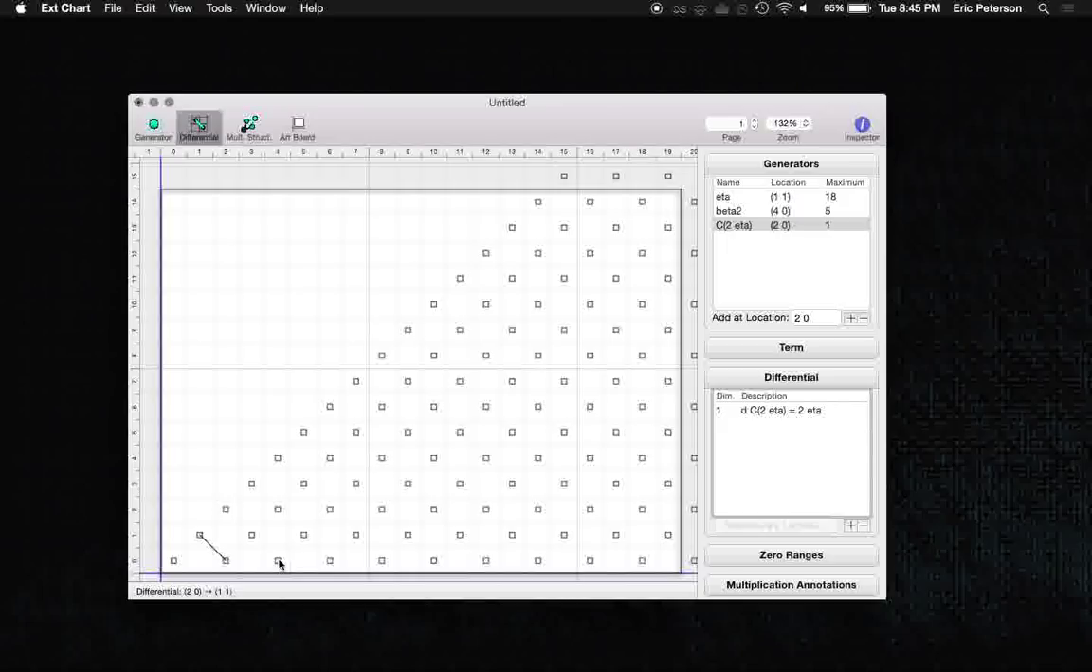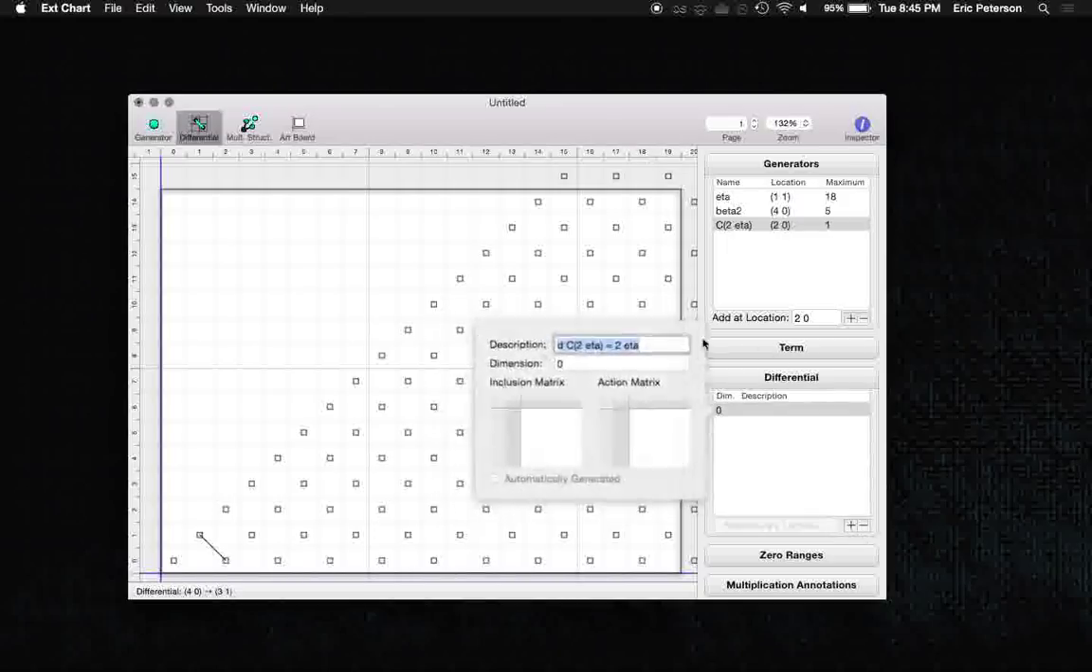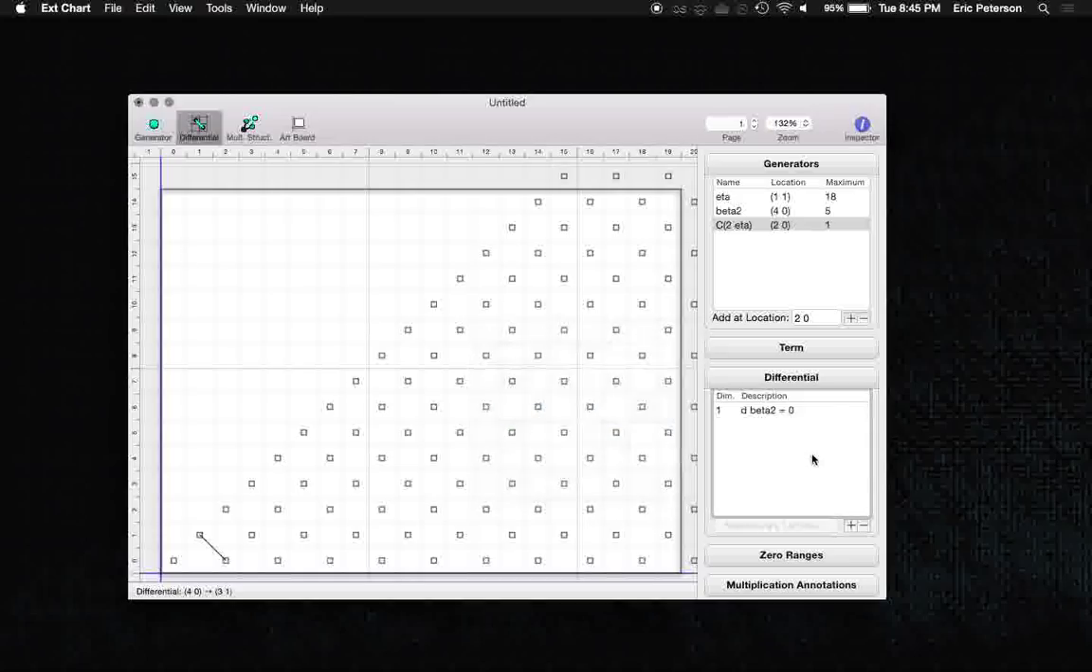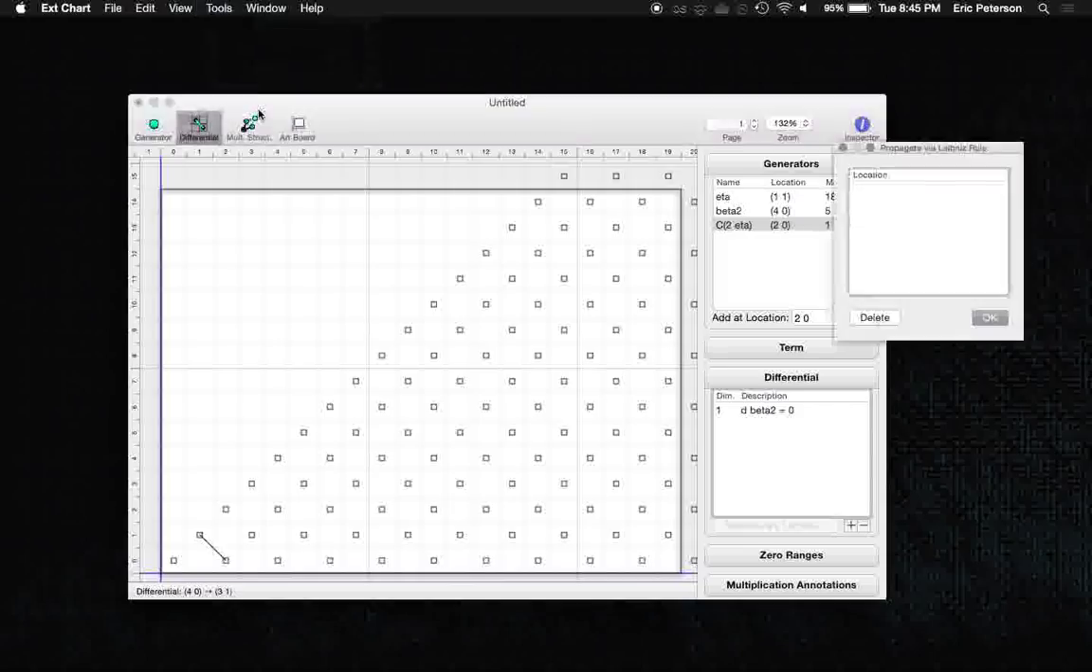I also have to inform Ext Chart that beta squared does not play the role of a coning class, and so I have to say that this relation holds. But now that Ext Chart knows about those two relations, it can calculate what we mean everywhere else.